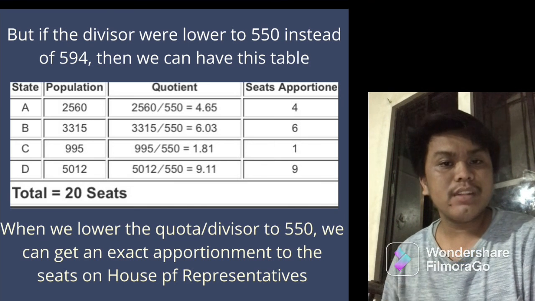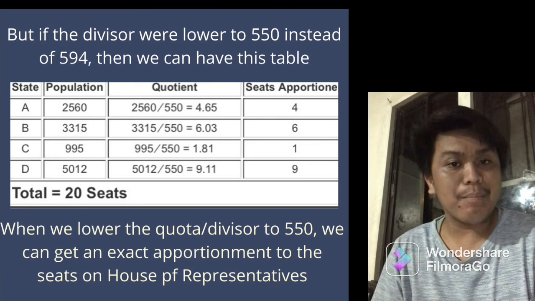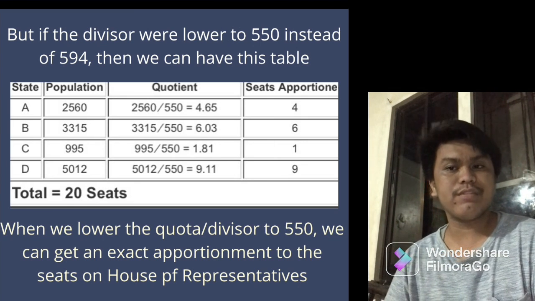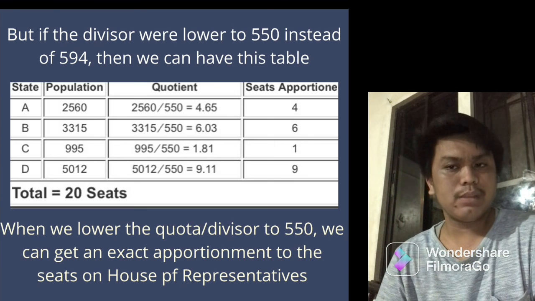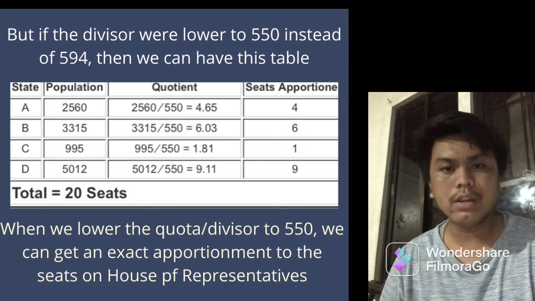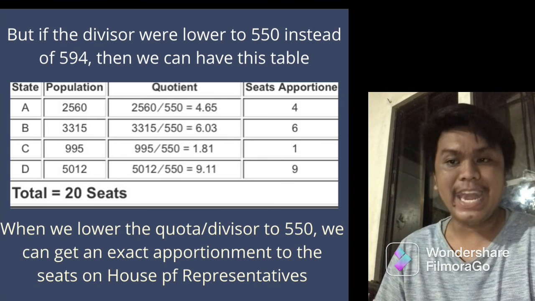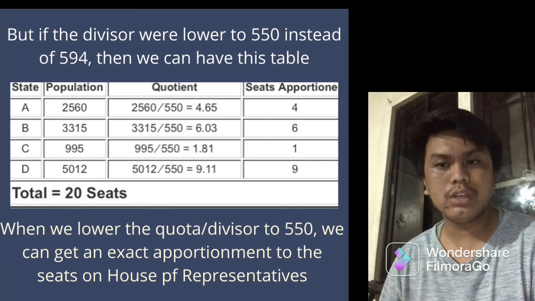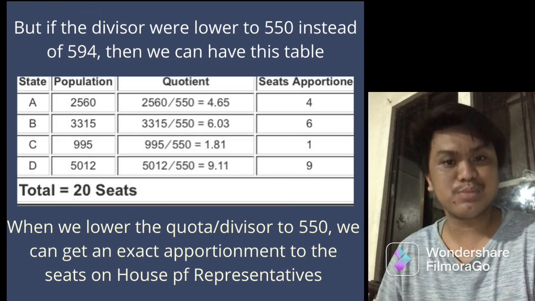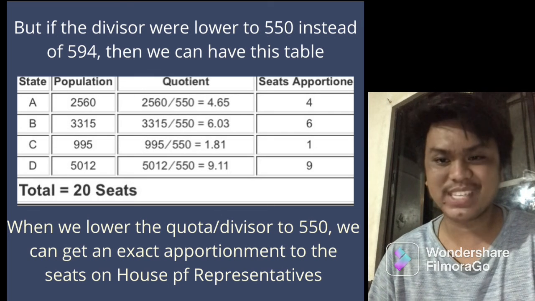So, titingnan natin if the lower quota pa rin ang pagbabasihan. If the lower quota ay magiging akma and exact doon sa seats apportion. So, take a look. So, state A, 4.65, that will be lower quota of 4. Next, state B, 6.03, the lower quota is 6. State C naman, we have 1.81, so we have a lower quota of 1. And state D, we have 9.11, a lower quota of 9. So, let's add the seats apportion. 4 plus 6 plus 1 plus 9 from A, B, C, D respectively. And now we get 20 total seats in the House of Representatives.